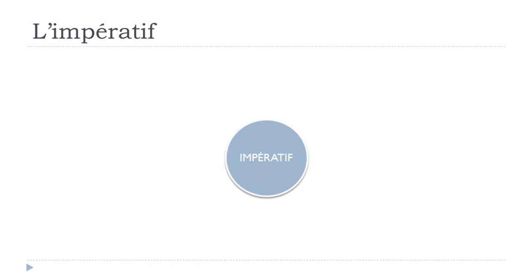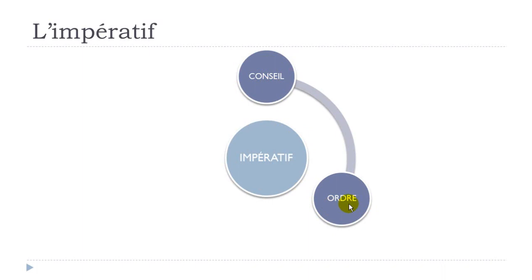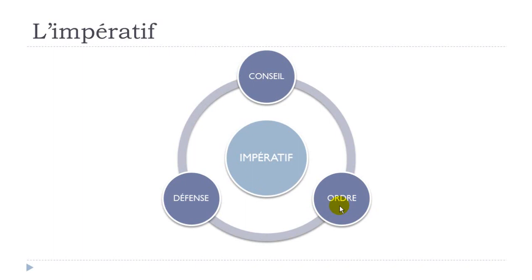The first one, le conseil. So if you want to translate conseil, it would be advice, okay? So if you want to give advice to someone, in most of the cases you will use this imperative form. Or then if you want to give an order, okay? So normally that's the tense we use for this. And then la défense, so if you want to forbid something to someone, in that case you should use l'impératif, okay? So conseil, ordre ou défense. Okay, we'll see just a few examples just to see how it works.